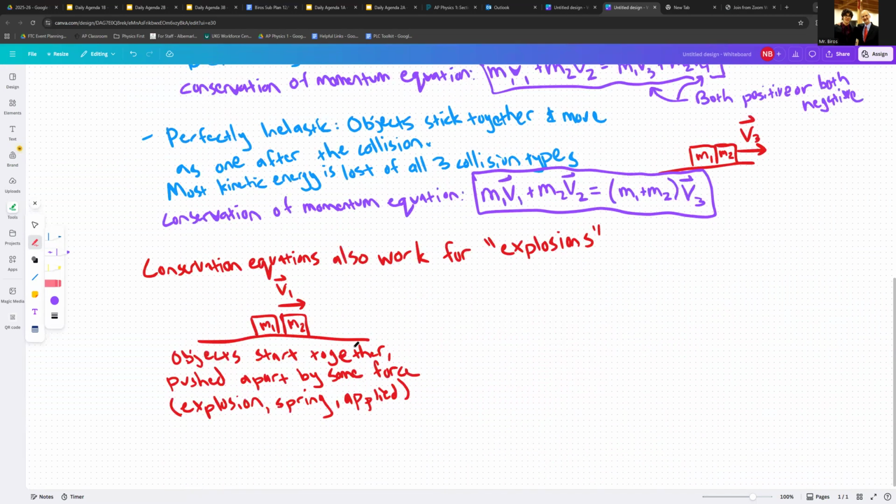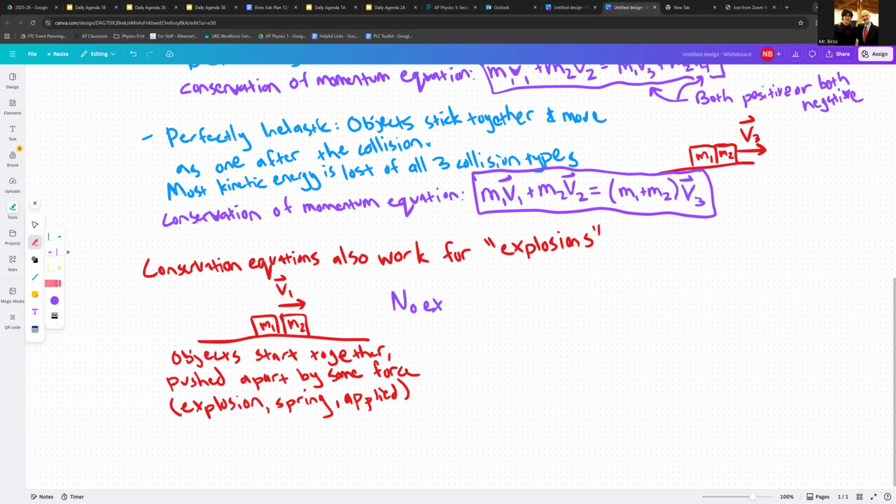So these forces we're talking about, explosion or spring force, if there's a spring between them and the spring pushes them apart, or there's a person on something and the person jumps off of whatever they're on, and they separate that way. All of those forces would be internal. So in all of this, there is no external impulse, which is really the key for conservation of momentum.